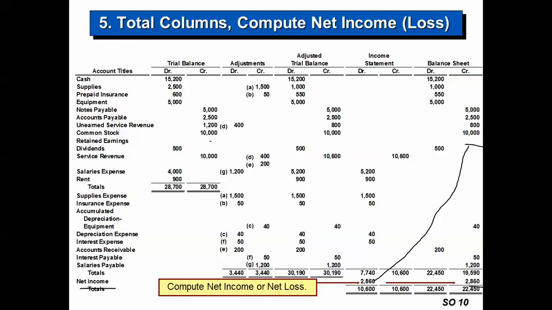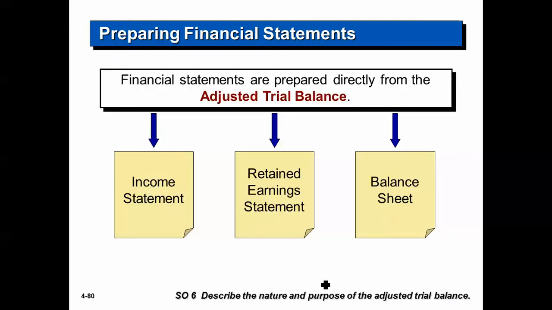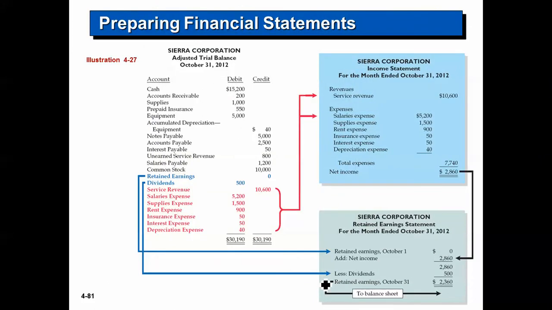All right? So now we just take what we have as the adjusted trial balance. You notice these new accounts down here: salaries expense, accounts receivable, interest payable, and all that stuff. And we do as we did in chapter 1. We take the revenue accounts and all the expense accounts. We go to the outside column with the revenue. Remember, service revenue to the outside.